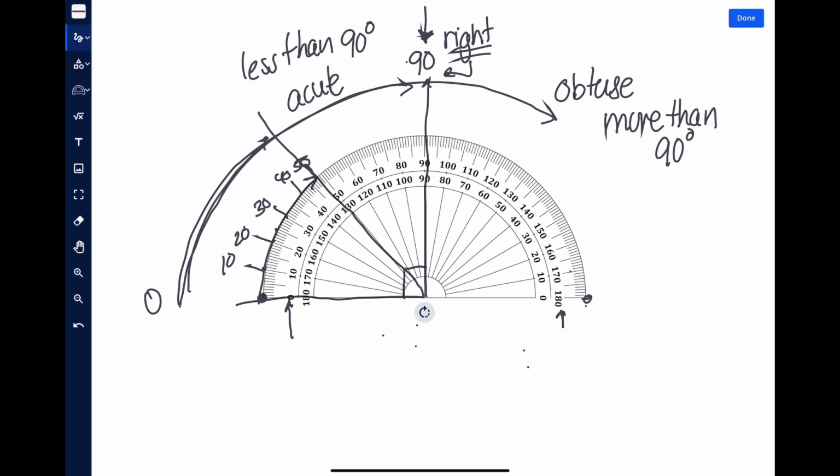Now, if they go all the way to 180 degrees, then we call that a straight angle. Why? Because 180 degrees would make a straight line. So we're going to practice using the protractor in more videos, but I wanted you to at least see what those angles look like and what they will sound like.